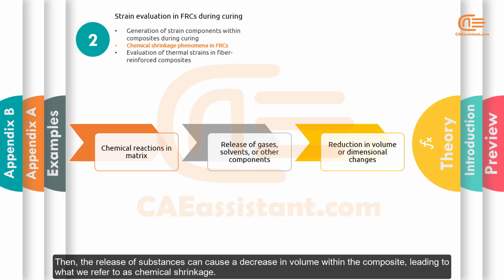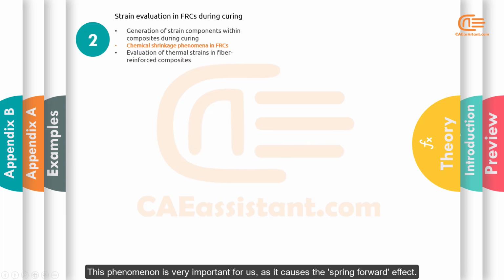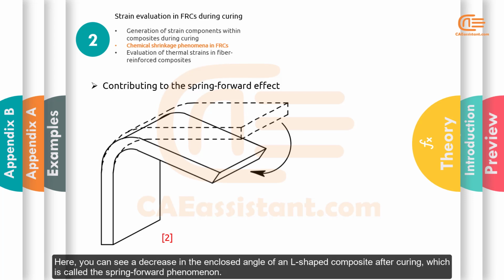Then the release of substances can cause a decrease in volume within the composite, leading to what we refer to as chemical shrinkage. This phenomenon is very important for us as it causes the spring-forward effect. Here you can see a decrease in the enclosed angle of an L-shaped composite after curing, which is called the spring-forward phenomenon.